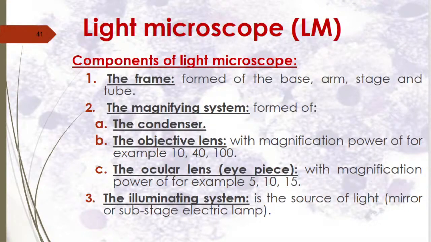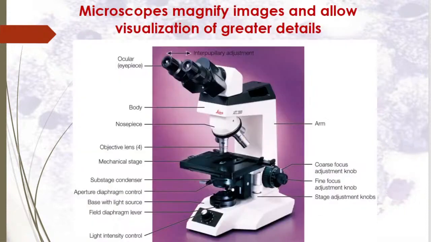Okay, let's now talk about the light microscope. Components of the light microscope you may know, but we just want to remember some of them. The frame: the base, arm, stage and tube. The magnifying system: the condenser lens, the objective lens with magnification power of, for example, 10, 40, 100, and the ocular lens or eyepiece with magnification power of, for example, 5, 10, 15. And the illuminating system is the source of light, or mirror, or sub-stage electric lamp.